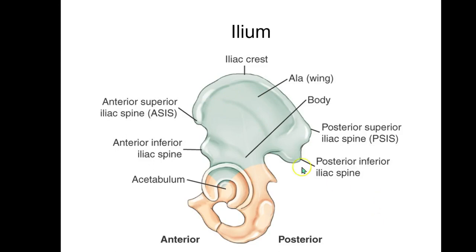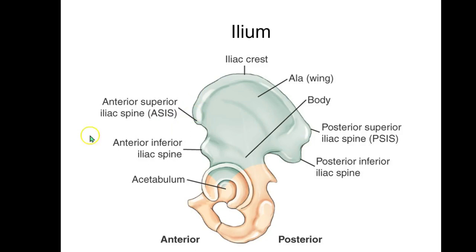The crest of the ilium is the superior margin of the ala. And just to be clear, the crest extends all the way from the anterior superior iliac spine, or ASIS, all the way back to the posterior superior iliac spine. So this whole thing is iliac crest. Remember, you can use iliac crest to help you position for a KUB.